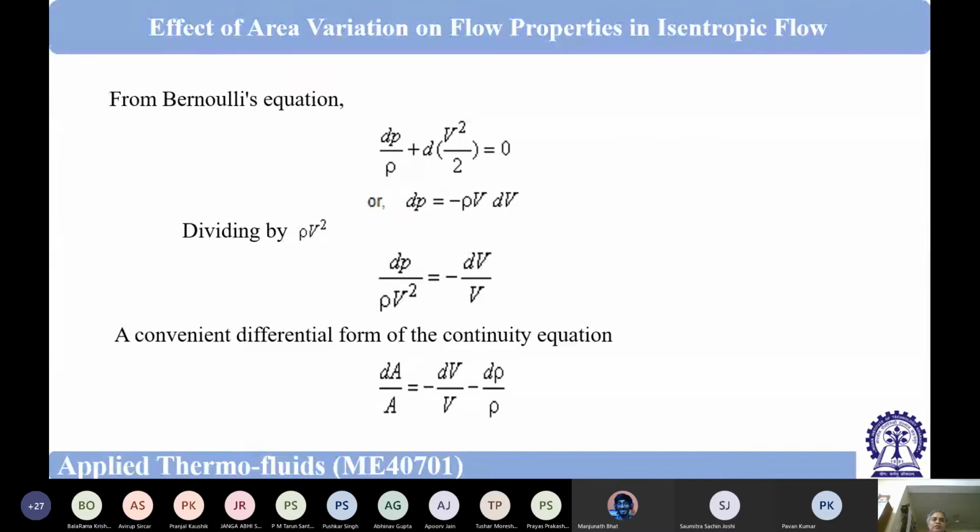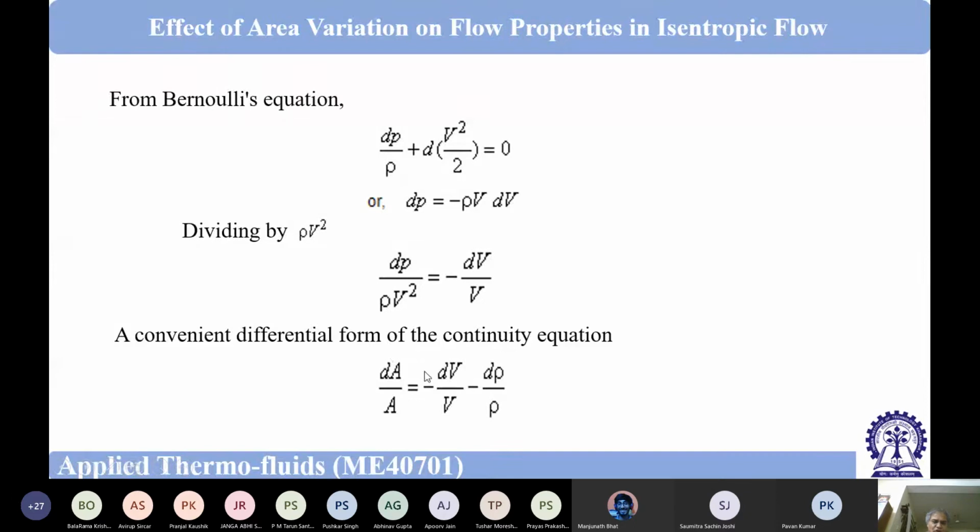Okay. Then we go to the Bernoulli equation. Again, in the Bernoulli equation, as I have told, I will neglect the change in potential energy. So dP by rho is equal to d of v square by 2. And if we do this, then it will be dP equals minus rho v dv. So dP by rho v square is equal to minus dv by v. So this kind of a formula we will get.